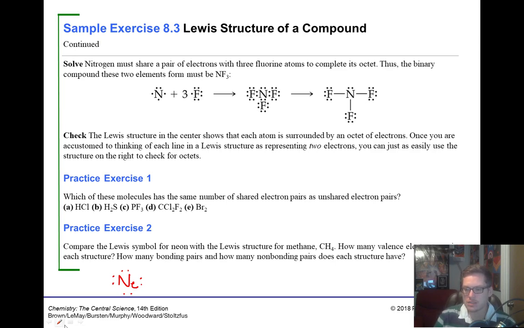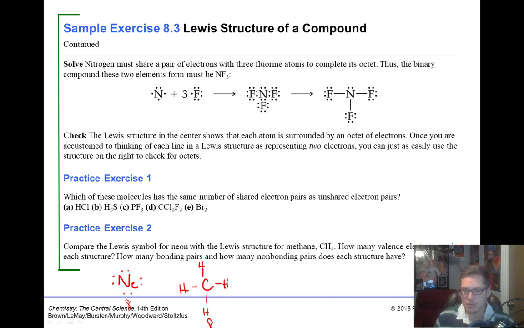Then it says for the Lewis structure for methane. Well, we know carbon's going to make 4 bonds, and it just so happens that all 4 of those bonds in this case are going to be to these hydrogens, so it's going to be like this. It says how many valence electrons are in each structure. Neon has 8 valence, and this carbon has 1, 2, 3, 4, 5, 6, 7, 8 valence.